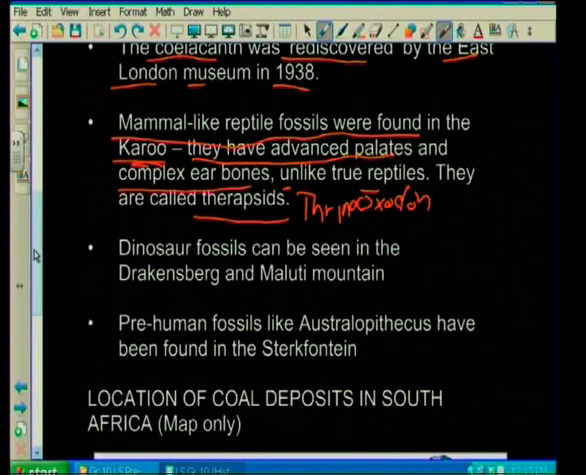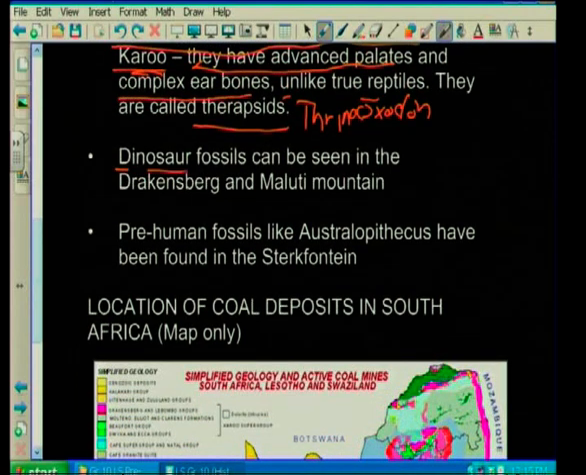Mammal-like reptiles were found in the Karoo, and they were different. In fact, true reptiles do not have large ear bones, but these therapsids had large ear bones and large palates. Right. Dinosaur fossils can be seen in the Drakensberg and the Maluti Mountains.